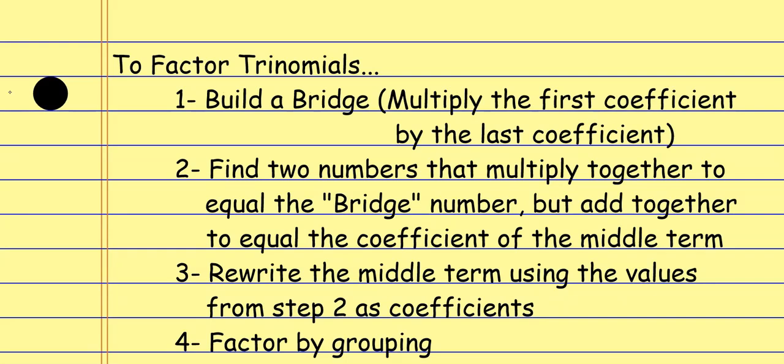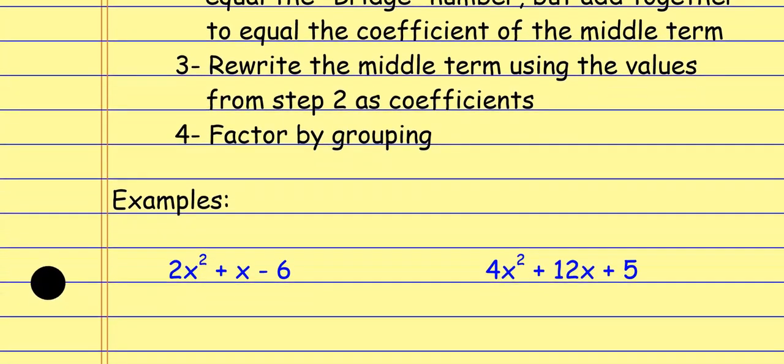We multiply the first coefficient by the last coefficient. Then we come up with two numbers that multiply together to give me the bridge, but add to the middle coefficient. So again, build a bridge, and now I need two numbers that multiply to the bridge, but add to the middle number. All right, and that gets all three terms involved. Now I rewrite the middle term using those two values I just came up with, and then I factor by grouping. All right. And again, this is all review, so we're just kind of breezing through this.